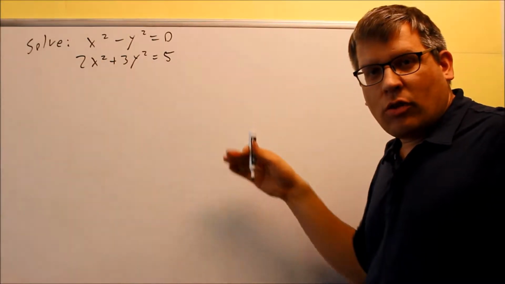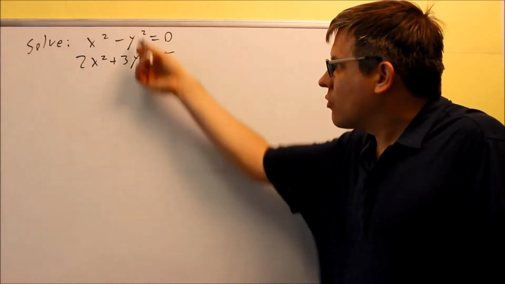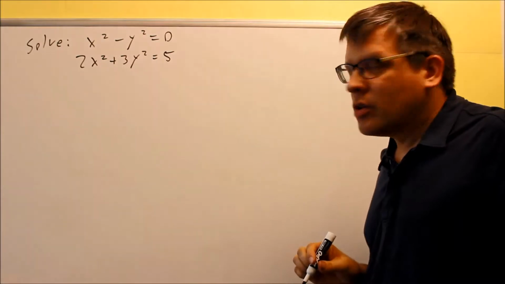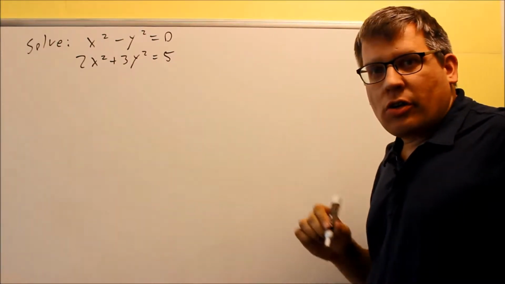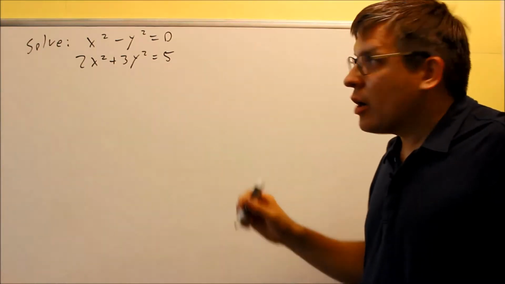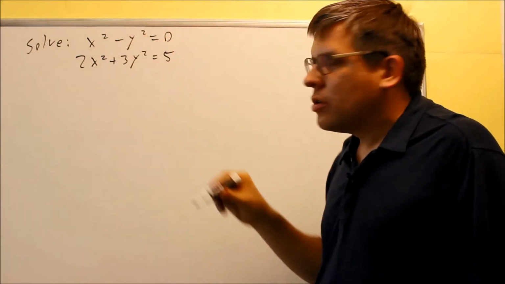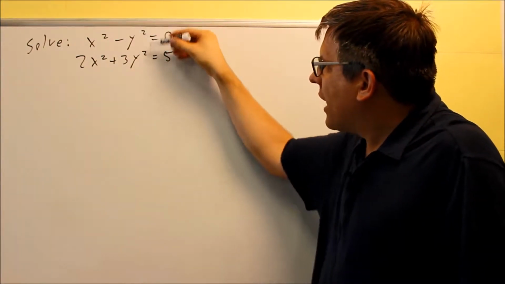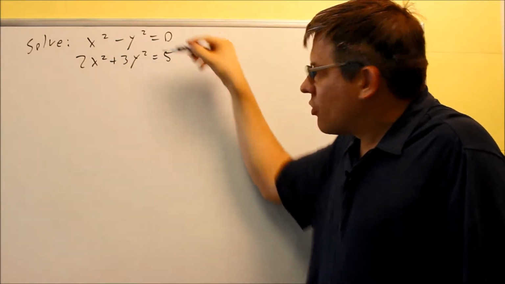Okay, so now we have another one. This one, if you notice, we have x squares and we have y squares. This would be a good candidate for elimination. The reason why is because we've got the same powers. Elimination is good when you have the same powers on the x's or the y's.